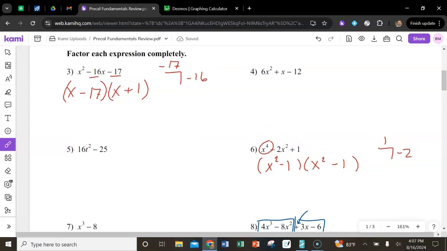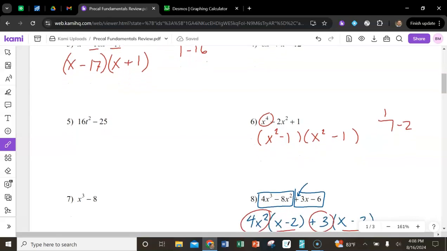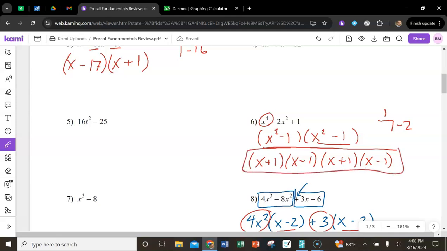Now the directions here are to factor completely. So every time you factor something, you should look at what you just wrote down and say, is there anything else I can do with that? And x squared minus 1, which I'm going to get to when we do number 5 and 7 if we have 2 terms, but those are differences of squares, both of these. So x squared minus 1 is x plus 1, x minus 1. And I can do that twice because both of those are x squared minus 1. And that would be the complete factorization there.